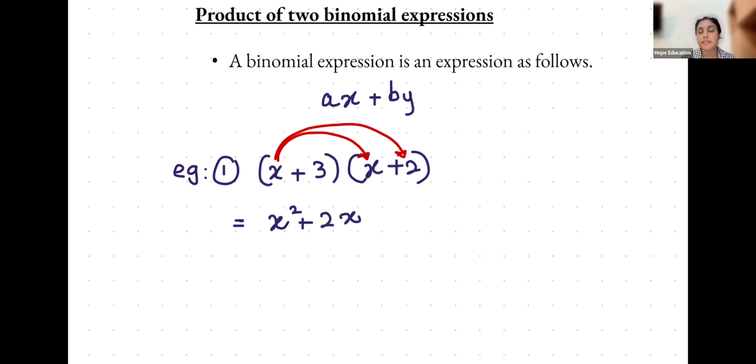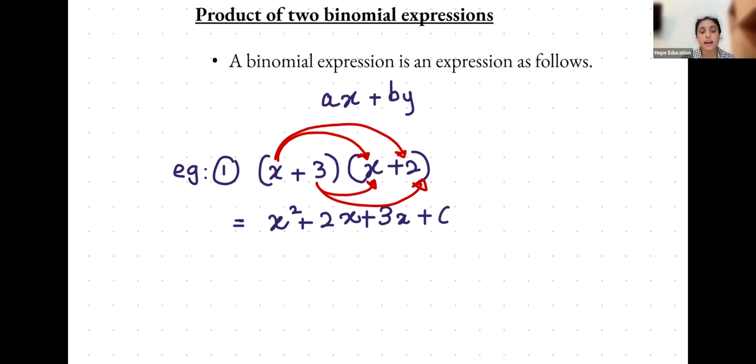Then we multiply the second term with both terms as well. 3 times x. We know 3 times x is 3x. Plus multiplied by plus is plus. Then 3 multiplied by 2 is 6, and plus times plus is plus. So that would be plus 6.